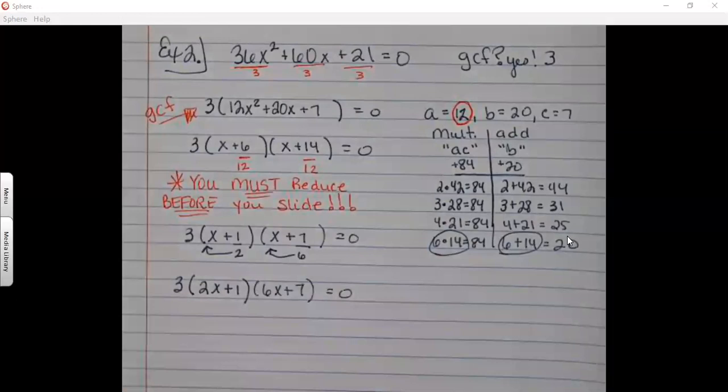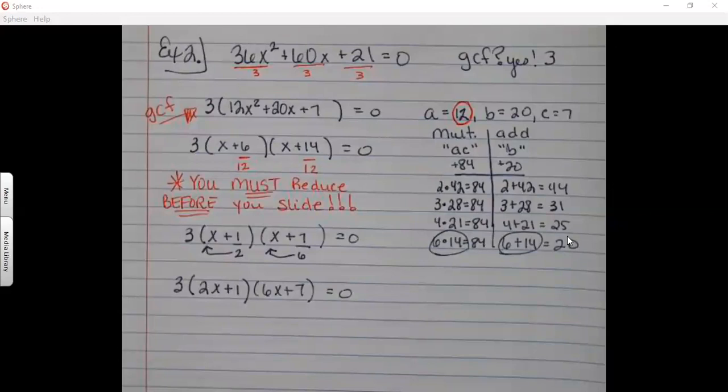So I have factored, but have I solved? No. This has 3 factors. 3 is a factor, 2x plus 1 is a factor, 6x plus 7 is a factor. But am I going to get a solution from all 3 factors? I told you a quadratic can only have 2 solutions, right? But I have 3 factors.